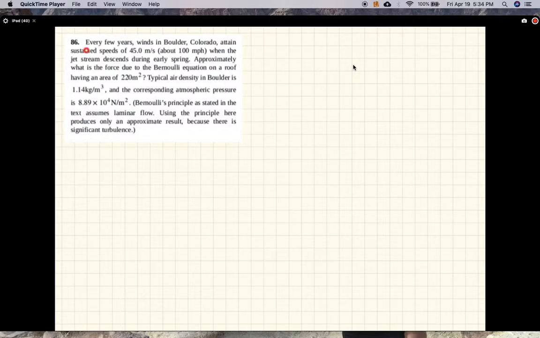Okay, so here's a Bernoulli effect problem. Every few years, wind in Boulder, Colorado attains sustained speeds of 45 meters per second, about 100 miles per hour. When the jet stream descends during early spring, approximately what force due to Bernoulli's equation on a roof having an area of 220 meters squared? The density of air in Boulder is 1.14 kg per meter cubed, and the atmospheric pressure is that.